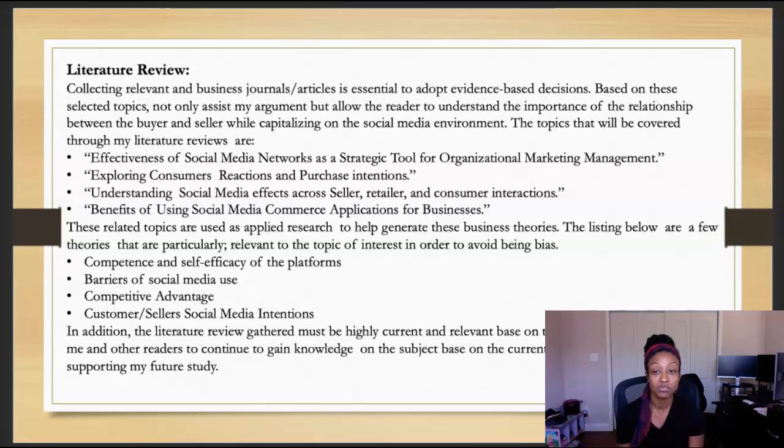Now, these related topics are used as applied research to help generate some of the business theories. Listed below are a few theories that are particularly relevant to the topic of interest in order to avoid being biased, such as the barriers of social media use, the competitive advantage, and the customer-seller social media intentions. In addition, the literature review gathered has to be highly current and relevant based on today's market. That allows me and other readers to continue to gain knowledge on the subject based on the current standings in order to validate the data supporting my future studies.